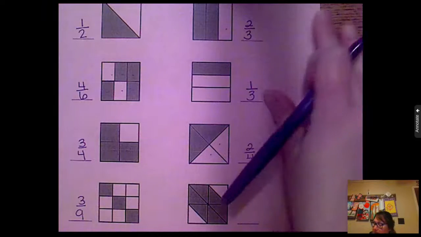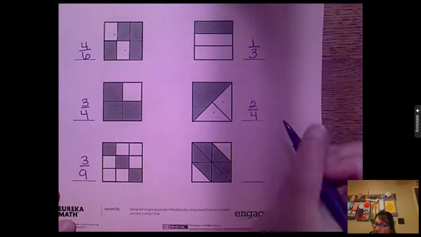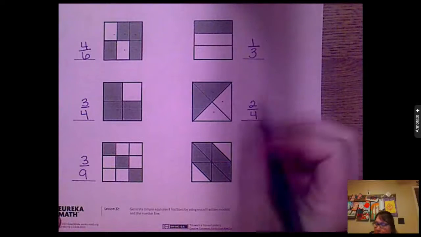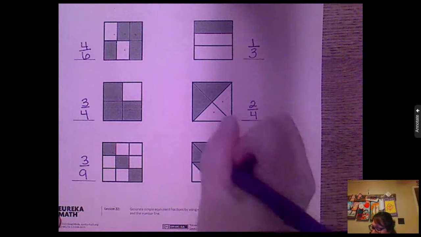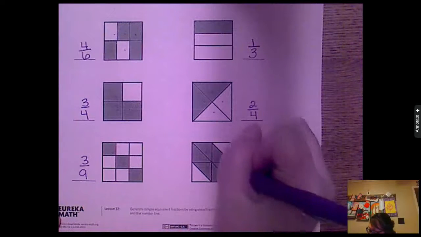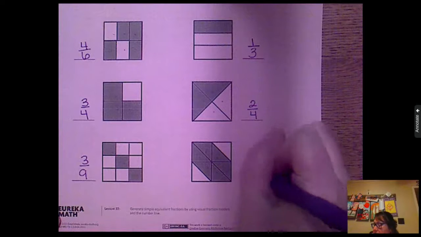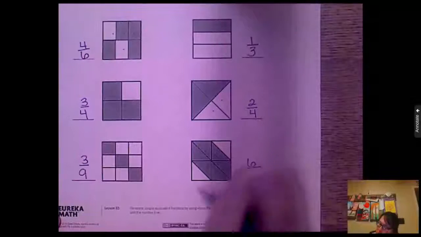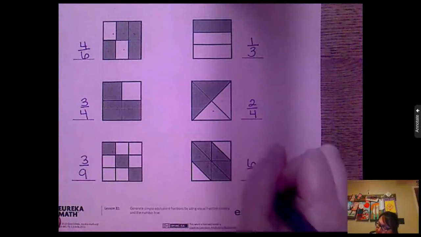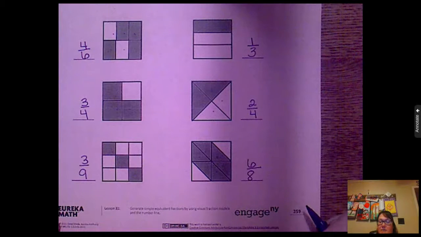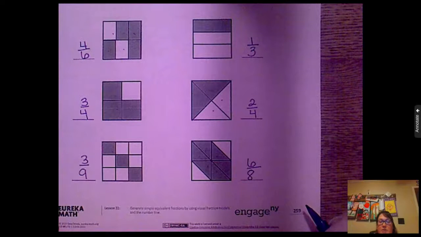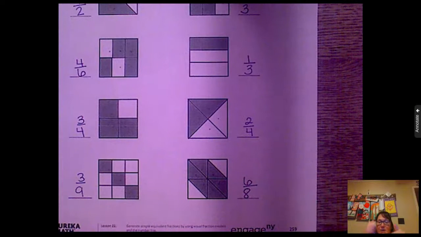Good job. And this last one, how many pieces did you put were shaded? What's your numerator for that one? There's 1, 2, 3, 4, 5, 6 pieces shaded, so that's the numerator, and there's just 2 more. So 6, 7, 8. So 6 eighths. 8 would be your denominator there. There's a total of 8 pieces, right? Thumbs up if you had that correct. Two thumbs up if you had all those fractions correct. Good job.